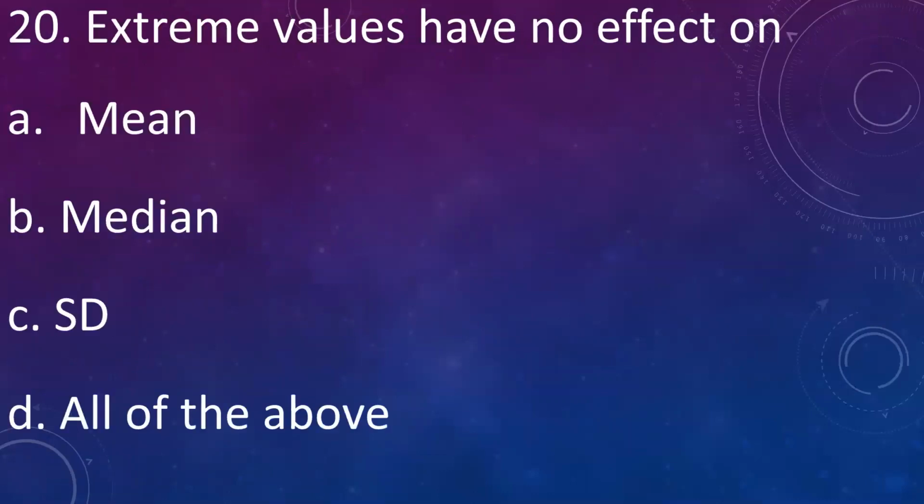Then extreme values have no effect on A. Mean, B. Median, C. Standard deviation, D. All of the above. Answer is B. Median, because here we just consider the middlemost value. We do not consider every value in the data set. So it is not affected by the extreme values.